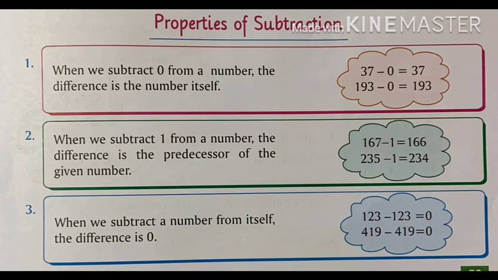And property 3 says that when we subtract a number from itself, the difference will be 0. For example, 123 minus 123 will be equal to 0. 419 minus 419 will be 0. So remember all these properties while doing the subtraction sums, and also remember that subtraction is the opposite of addition.